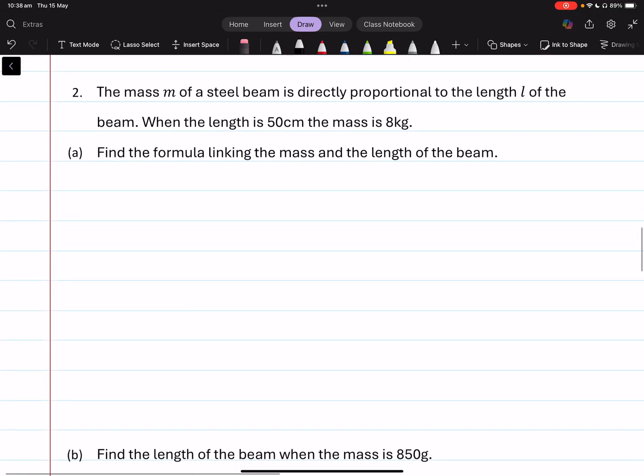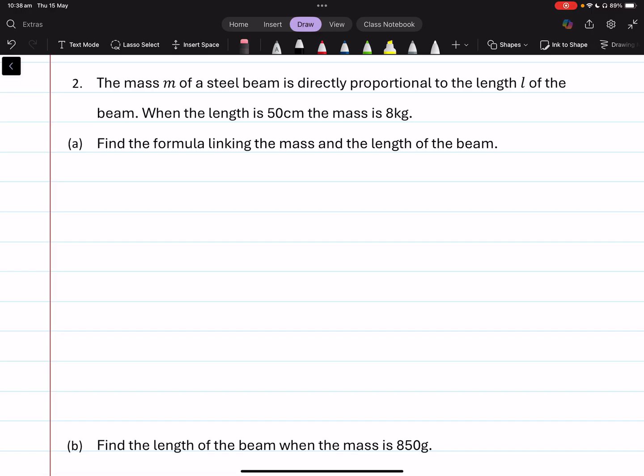Okay, example 2, the mass of a steel beam is directly proportional to the length, right? The mass M is directly proportional to the length L. There's your two variables. We're also told that when the length is 50, the mass is 8. So find a formula linking the mass and the length of the beam. Okay, so we're going to start by writing down the fact that the mass is going to be a multiple of the length, just like we started in the last question.